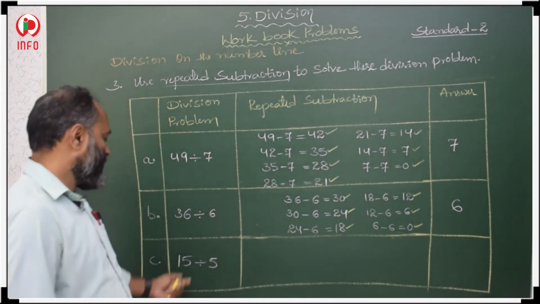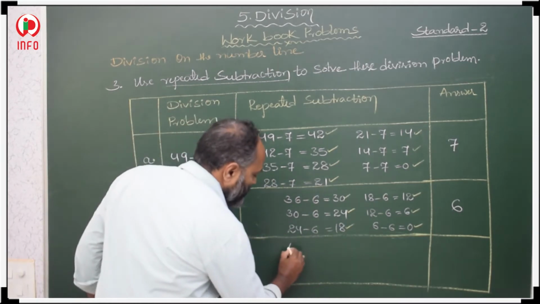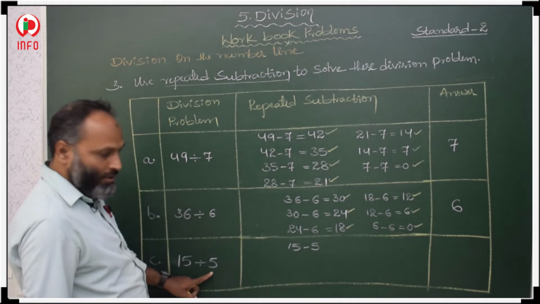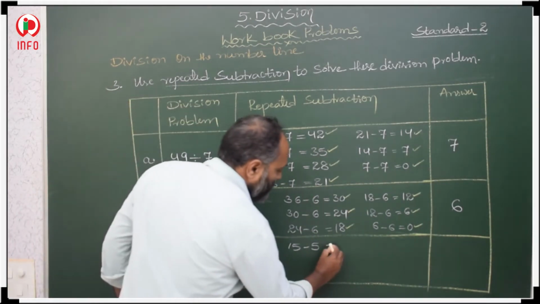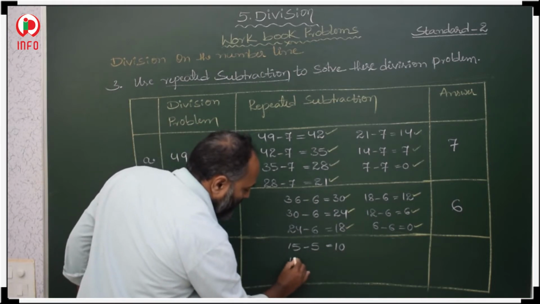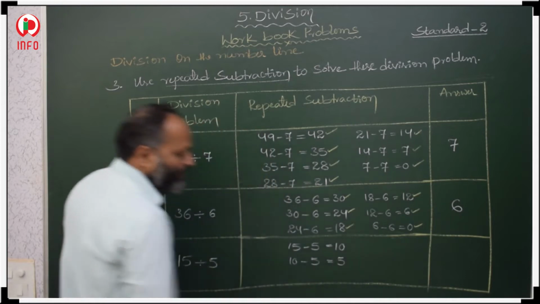Now, after that, 15 divided by 5. First, 15 minus 5 we have to take. 15 minus 5 is 10. This is the difference. Again we have to take the difference. 10 minus 5 is 5.